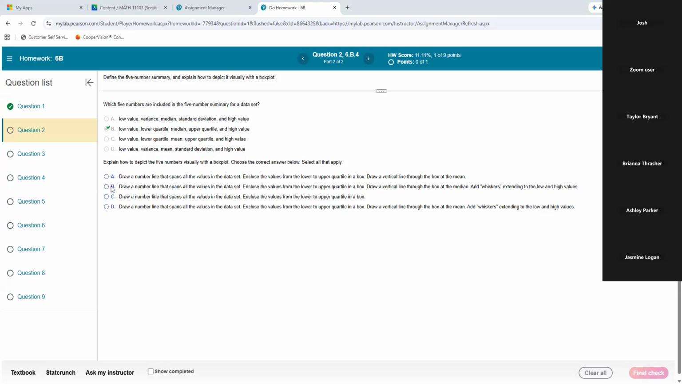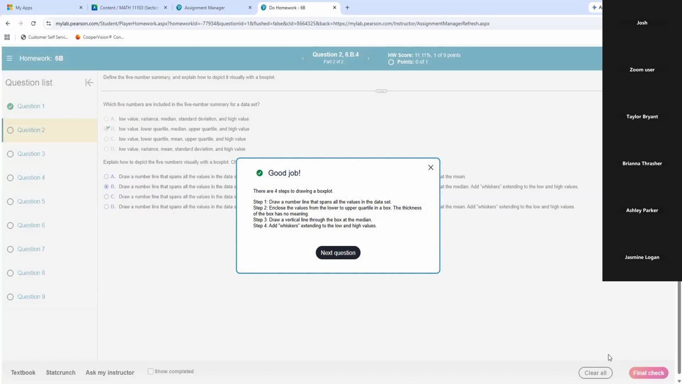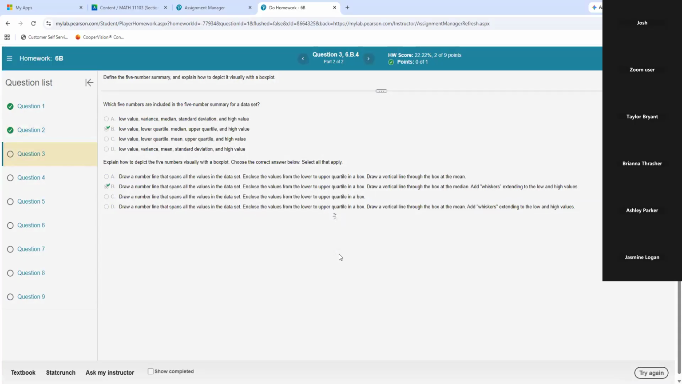So y'all on that one, you want to go with B. Y'all watch out. They throw mean in there. Mean is the average, but on these, we're looking at the medians of these numbers, okay? And then it looks like the last one, they're doing the mean again. So these are the steps to drawing our box plot. All right, y'all, let's see what's next.